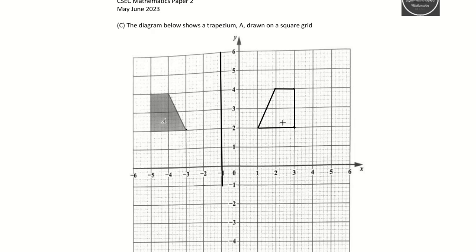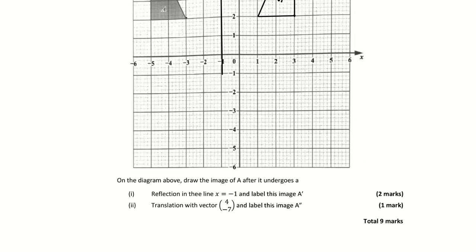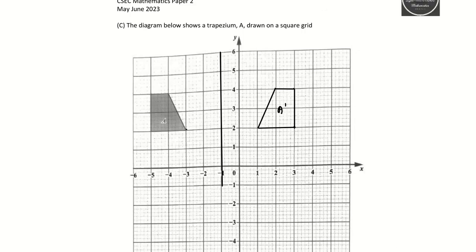And this would be my first image, A1. Right? And then they're saying that A is undergoing 4 and then -7. So what we're going to do is take a point and use it. If it is 4 units positive, so that is along the x-axis, 1, 2, 3, 4, and then 7 units down, because it's -7. 1, 2, 3, 4, 5, 6, 7. So it's going to be right here.